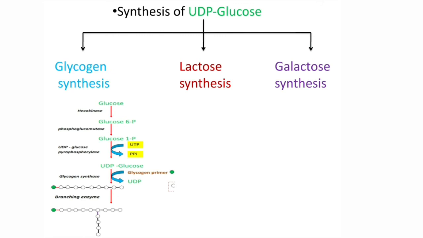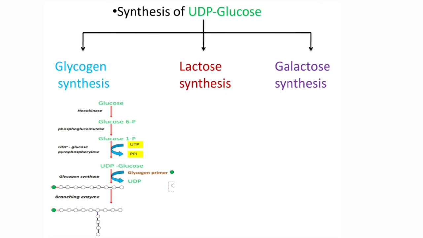One more important molecule, UDP-glucose, is formed in this pathway. This UDP-glucose is used in the synthesis of glycogen. During glycogenesis, the supplier of glucose units is UDP-glucose. So UDP-glucose supplies glucose units to the growing glycogen chain.